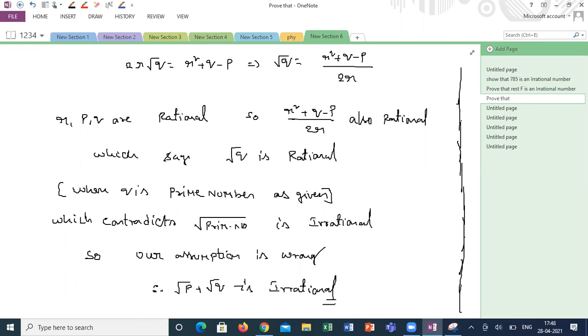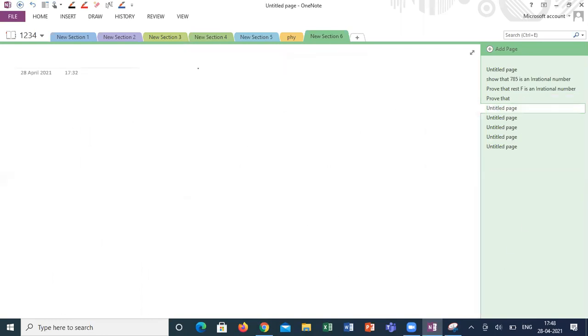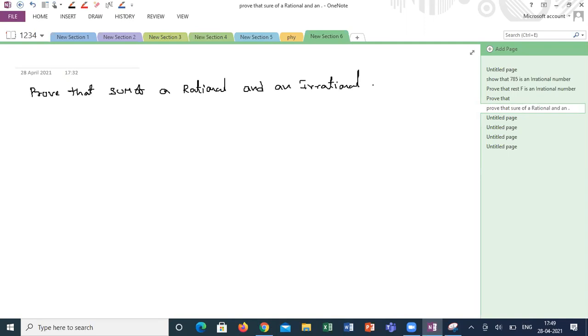Prove that the sum of a rational number and an irrational number is always an irrational number.